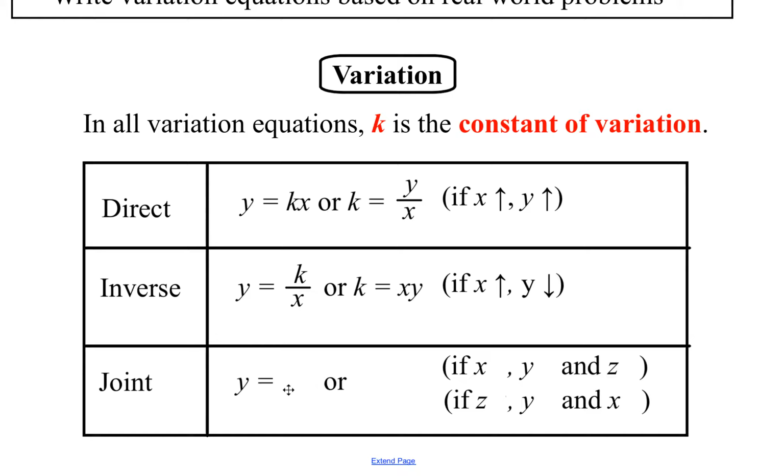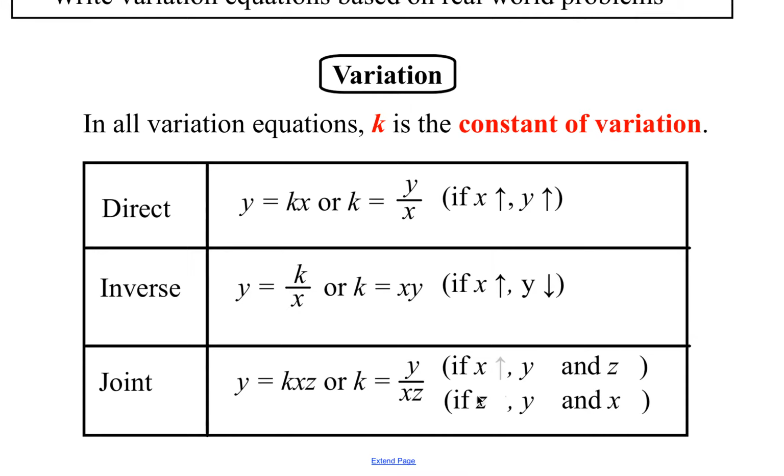And then in joint variation, the way to recognize joint variation problems is you will have three variables. So you'll have a y, an x, and a z. And those might be different letters representing different things, but you will have three things that are changing. And your constant of variation then is equal to y divided by xz.